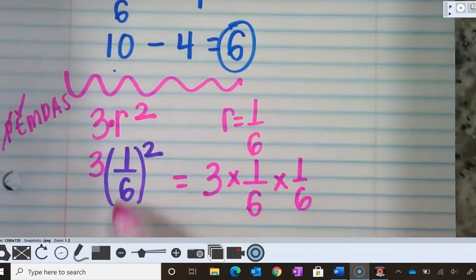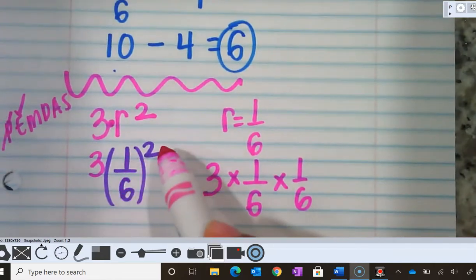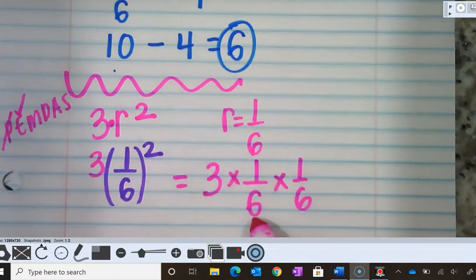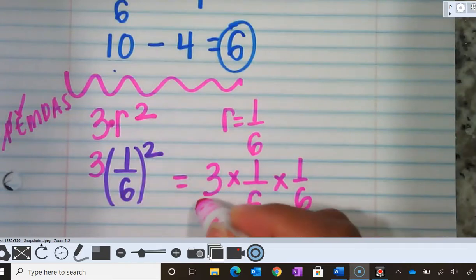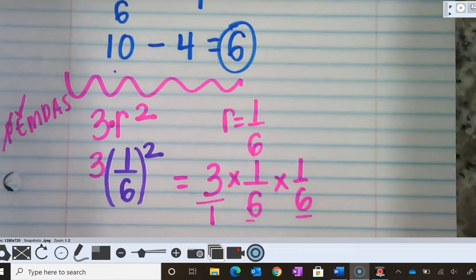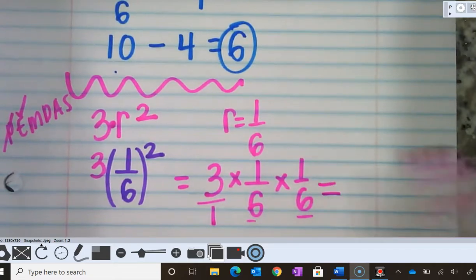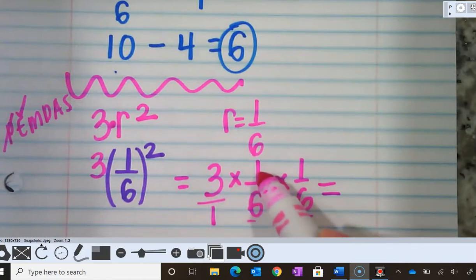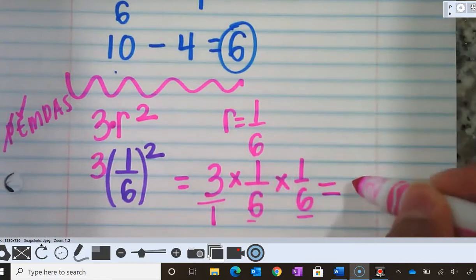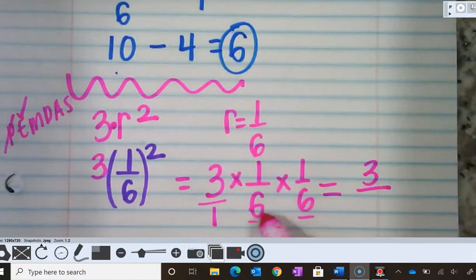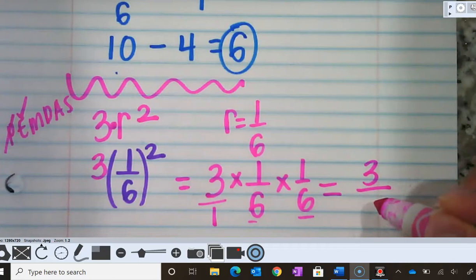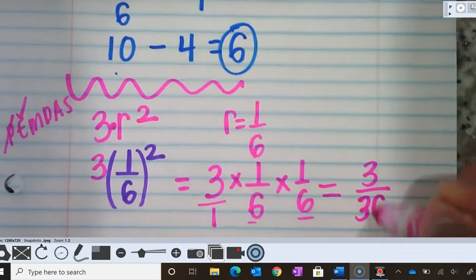Well, think about it. 1/6 is to the second power. So I'm going to have to multiply 1/6 2 times to take it to the second power. And now I'm also going to put 3 over 1 since I'm dealing with fractions. And now I can multiply straight across. 3 times 1 is 3, times 1 is still 3. 1 times 6, 6 times 6, 6 times 6 is 36.